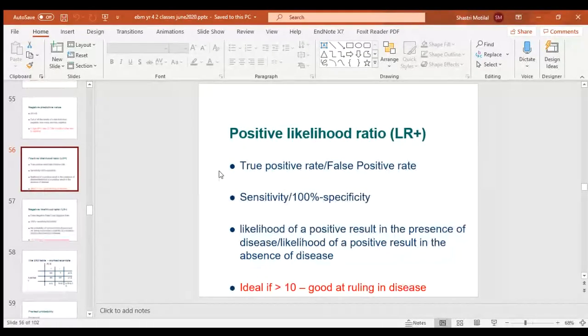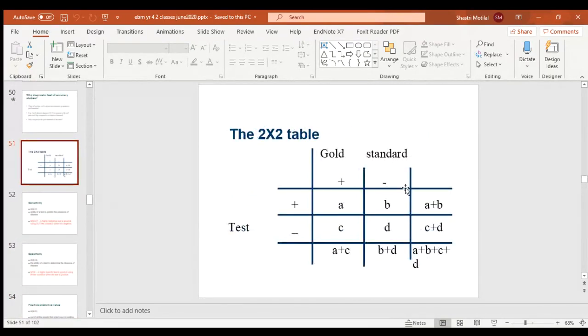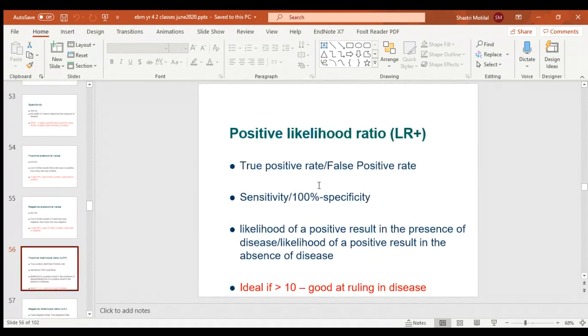The positive likelihood ratio is a ratio of the true positive rate to the false positive rate. If you look at it, the true positive rate is sensitivity, and the false positive rate is really B. Going back to the table, the true positive rate is A over A plus C, which we know is sensitivity, and the false positive rate is B over B plus D. But what's B over B plus D? We just said D over B plus D is specificity. Therefore, B over B plus D is 1 minus specificity.